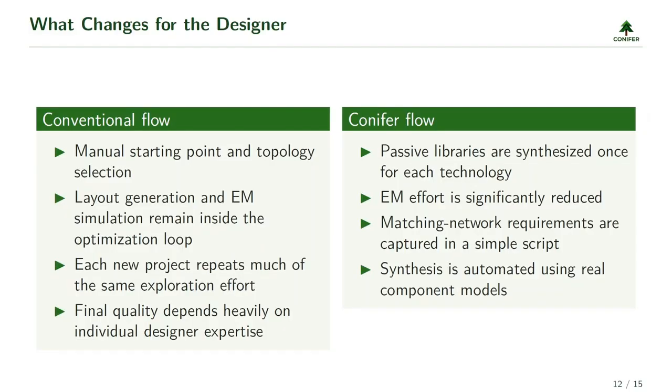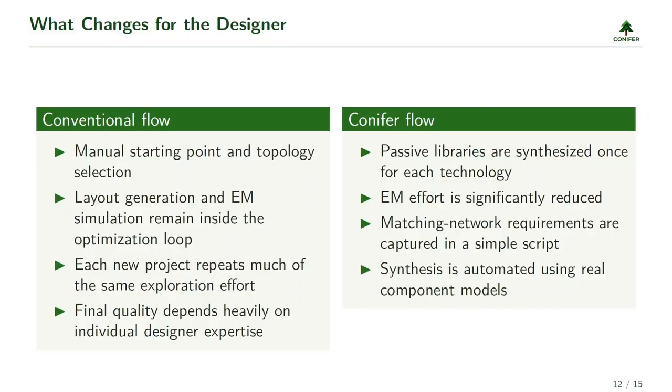On the other hand, in the Conifer design flow, passive libraries are synthesized only once for each technology used. As electromagnetic simulations are done during library synthesis, and the library is reused during matching network optimization process without repeating these simulations, the electromagnetic simulation effort is significantly reduced. The matching network requirements are specified in a simple script, and the synthesis is automated. The automation of synthesis is done by using real component models.